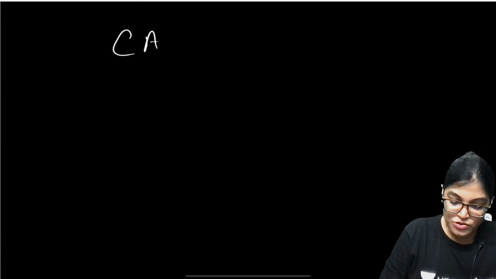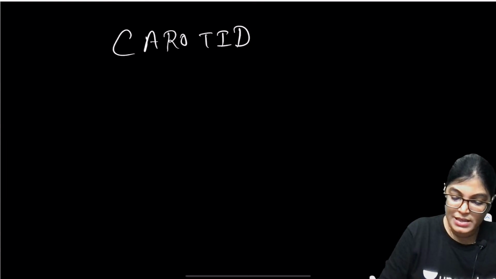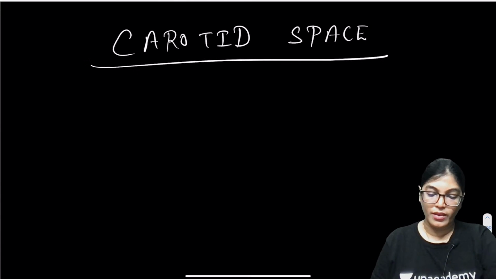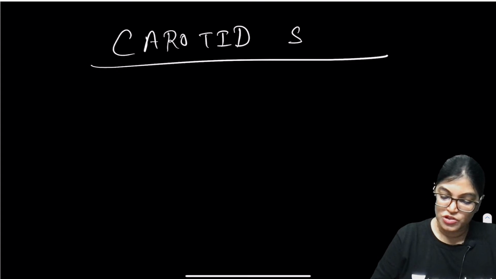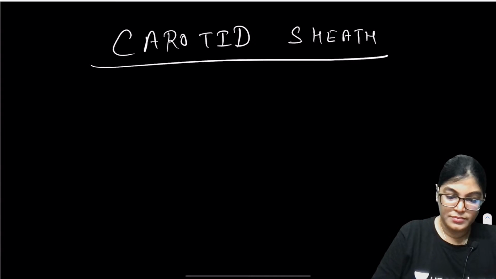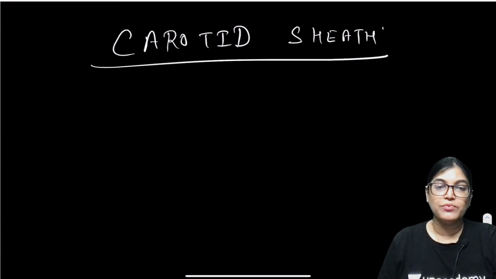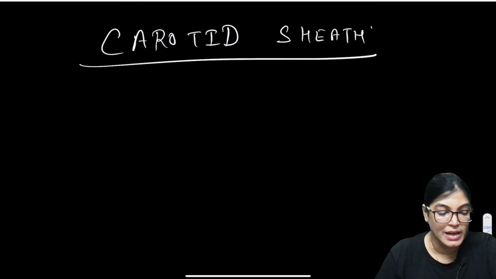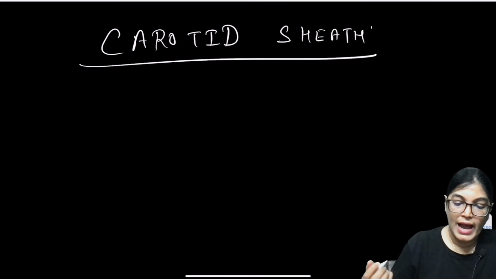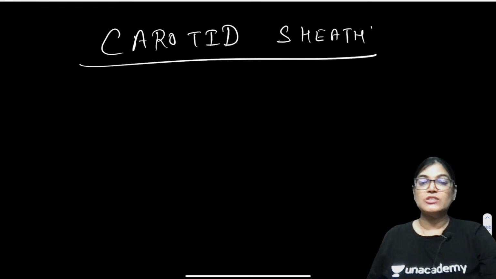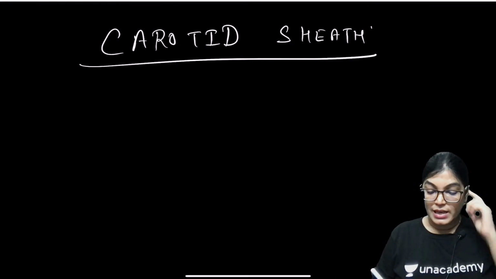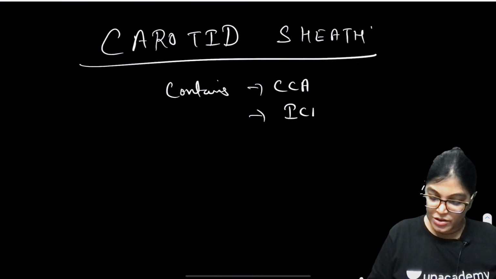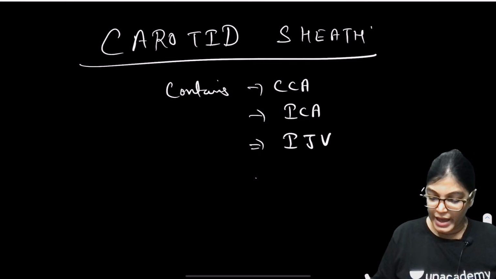So write the heading. Actually this carotid sheath content was asked as a question in last year's AIIMS entrance exam. So you have to know the carotid sheath and the details of the carotid sheath. Carotid sheath is formed by the modification or extension of the investing layer of deep cervical fascia, as well as the prevertebral and pretracheal layers. And this is important, why? Because it is forming a sheath for the carotid artery. So the carotid sheath contains which structures? It contains the common carotid artery, the internal carotid artery, the internal jugular vein and the vagus nerve.